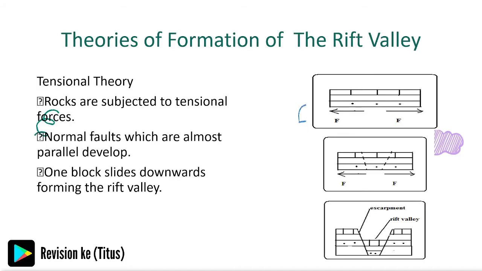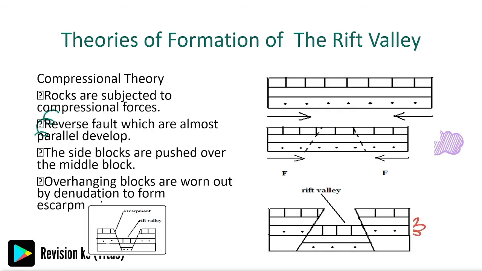The first one is the tensional theory, which suggests that rocks are subjected to tensional forces. Normal faults which are almost parallel develop. One block slides downwards, forming the Rift Valley. We have the compressional theory. Rocks are subjected to compressional forces. Reverse faults which are almost parallel develop. The side blocks are pushed over the middle block. Overhanging blocks are worn out by denudation to form the escarpment.